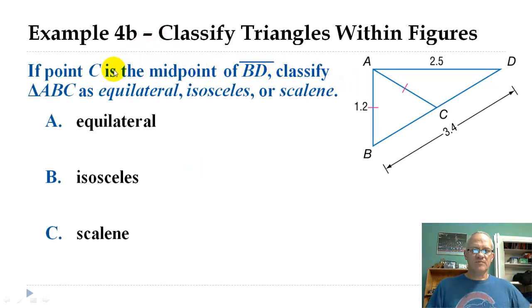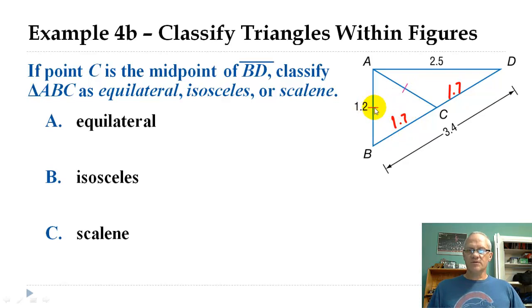Again, let's see, point C is the midpoint of BD. So if the whole thing is 3.4, we know this is 1.7, and that's 1.7. So we'll write that in there. Classify ABC. So ABC is this one right here. Well, you've got 1.2, 1.7. Whoa, well, what's this one over here?